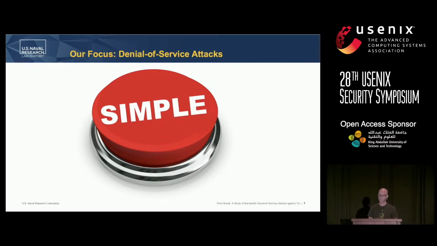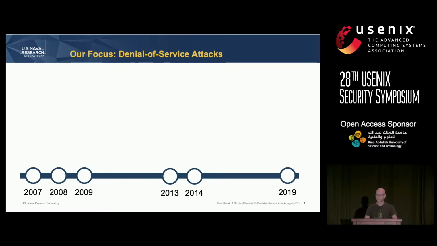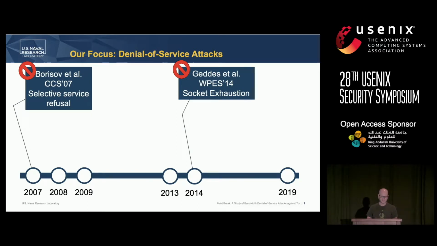So our focus in this work is denial of service. We're not the first to look at denial of service on Tor. There have been a variety of studies over the years. In 2007, Borisov et al. presented a selective service refusal attack. And in 2014, Geddes et al. presented a resource exhaustion attack. These attacks have a goal of causing clients to not be able to access the network.